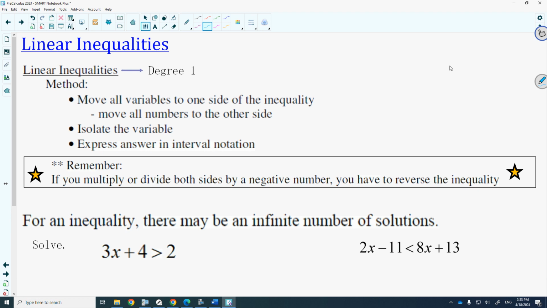So the big part of this lesson isn't what we just did. What we just did is necessary to how we're going to write our answers. Here is what we're going to be doing though. We're going to be solving linear inequalities.